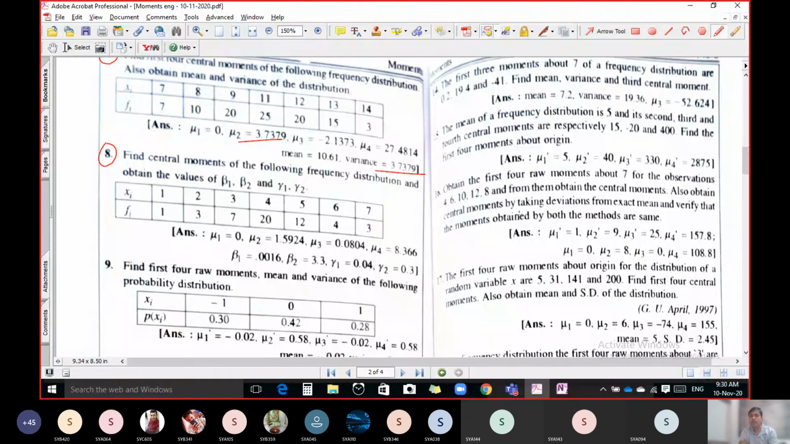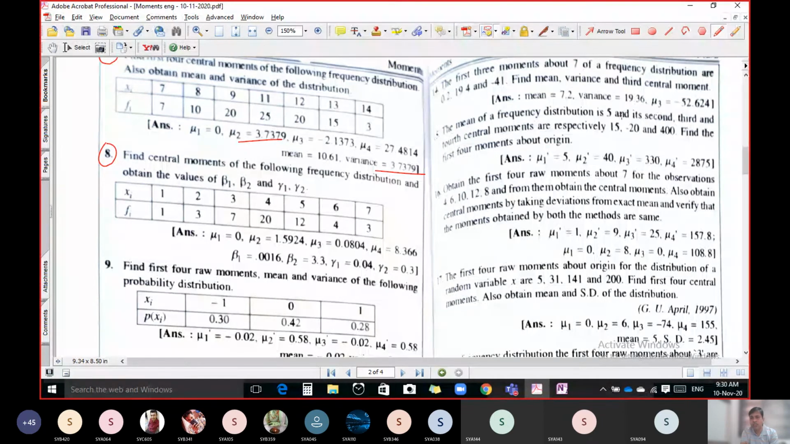The first three moments about 7. So A equal to 7, and mu1 dash, mu2 dash and mu3 dash are given. You have to find out the mean. X bar is A plus mu1 dash. A is what? 7. 7 plus 0.2 is 7.2. That is the mean. Mu2, that is the variance. And to find out the third central moment, you have to use the formula of mu3. So that is also simple.